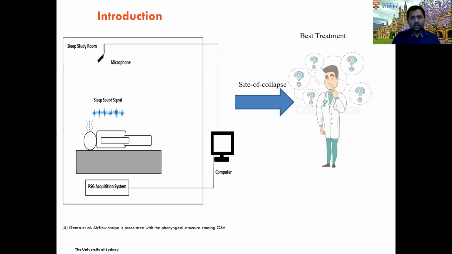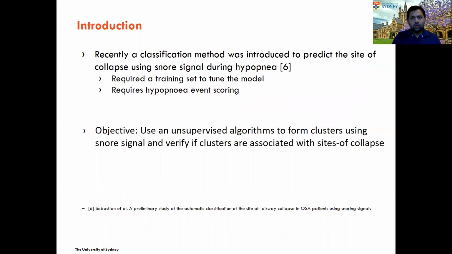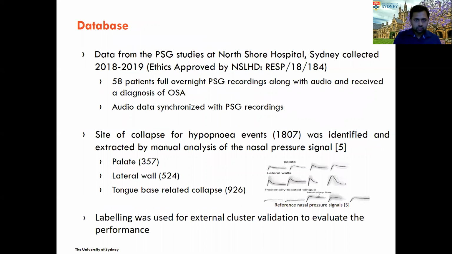Recently, we introduced a classification method to predict the site of collapse using snore signal during hypopnea. A limitation of our study was that we have not used a gold standard method to find the site of collapse, and our indirect method may introduce some labeling errors. Also, the supervised method required a training set to tune the model. Therefore, in this study, we propose an unsupervised algorithm using cluster analysis to form the clusters using snore signal without any prior knowledge and verify if the clusters are associated with the site of collapse.